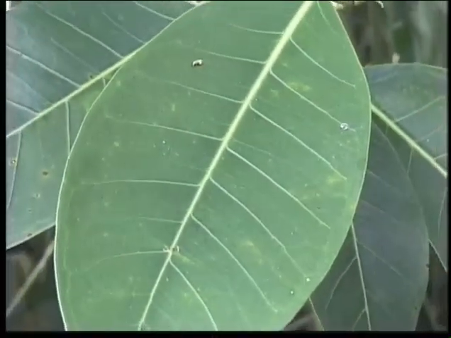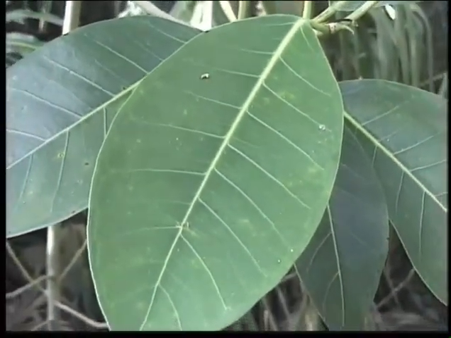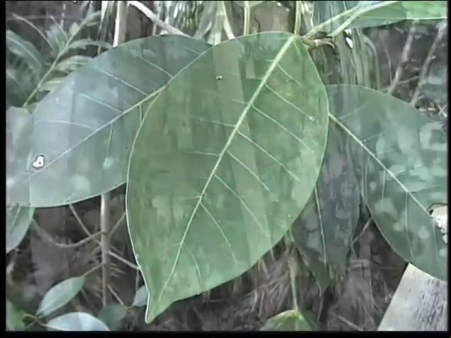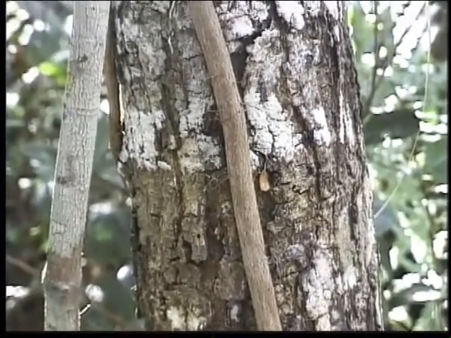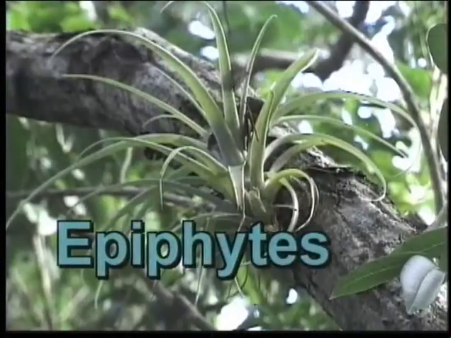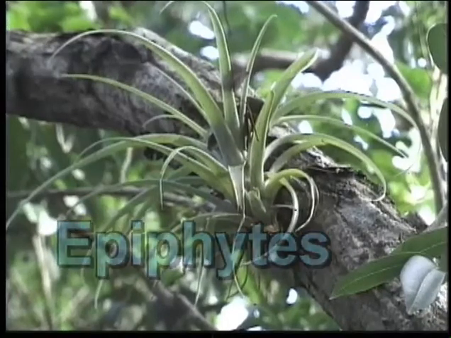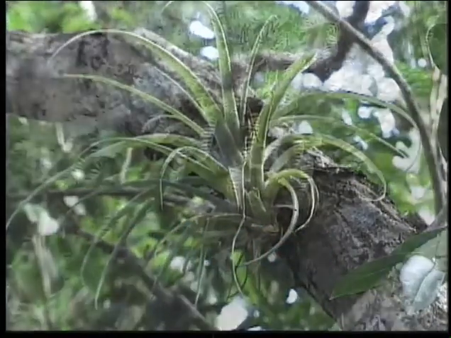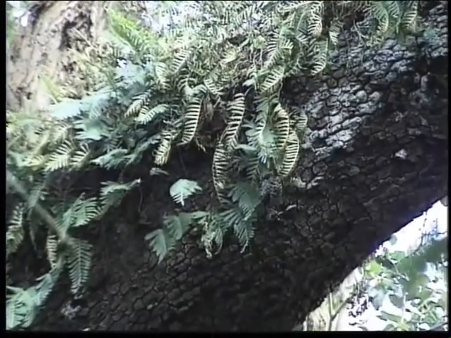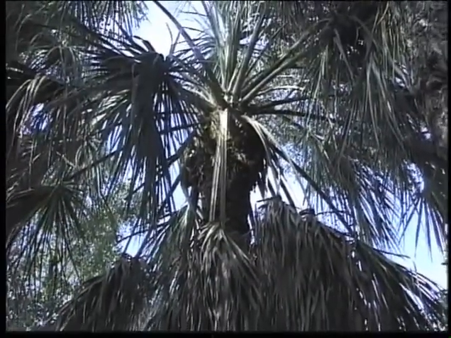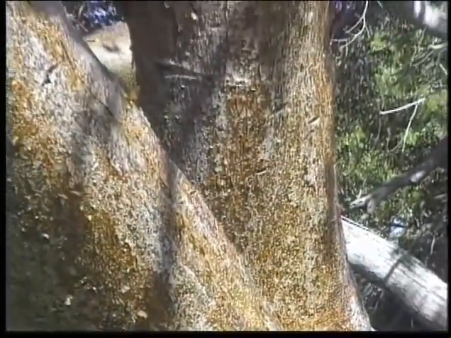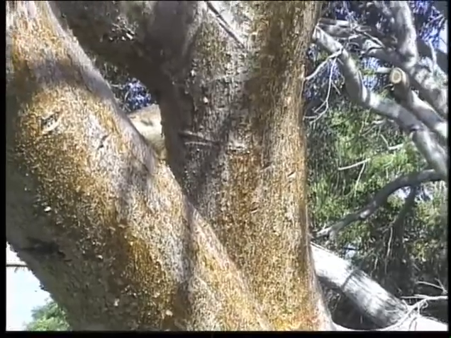Plants grow year-round, but may be inhibited by cooler temperatures and lower precipitation during the winter months. Vines are common to subtropical forests, as are epiphytes. Epiphytes are plants that grow on other plants. These ferns growing on this tree are examples of epiphytes. Different types of palm trees are common in the subtropical forest, as are gumbo limbo trees.